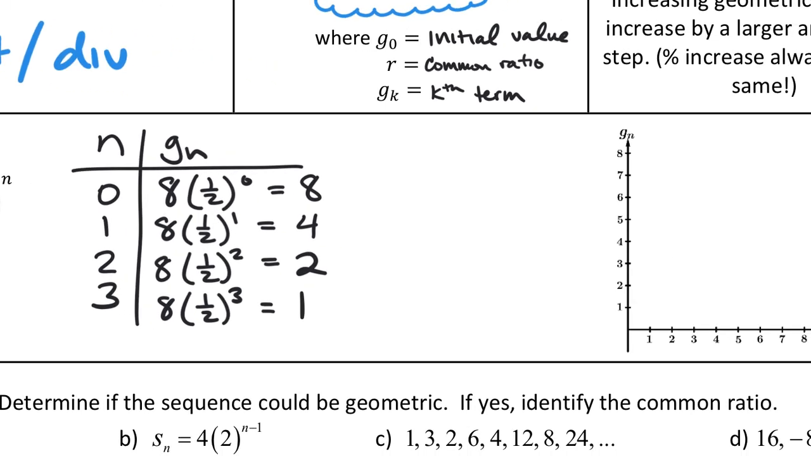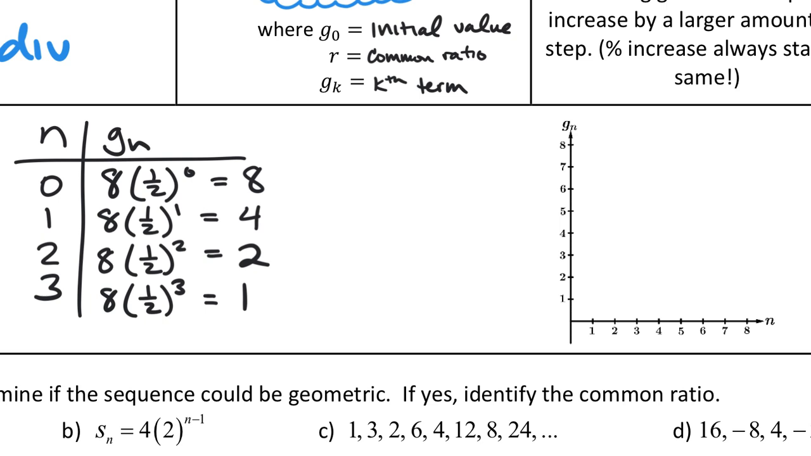If we graph this, here's what it's going to look like. We have 0, 8. We have 1, 4. We have 2, 2, and we have 3, 1. This is no longer a line that we can connect them with. It would be a curve if we were connecting them, which we're not because this is a sequence. So for geometric sequences, you're looking to identify a common ratio, meaning you're thinking about multiplication and division, not addition and subtraction.